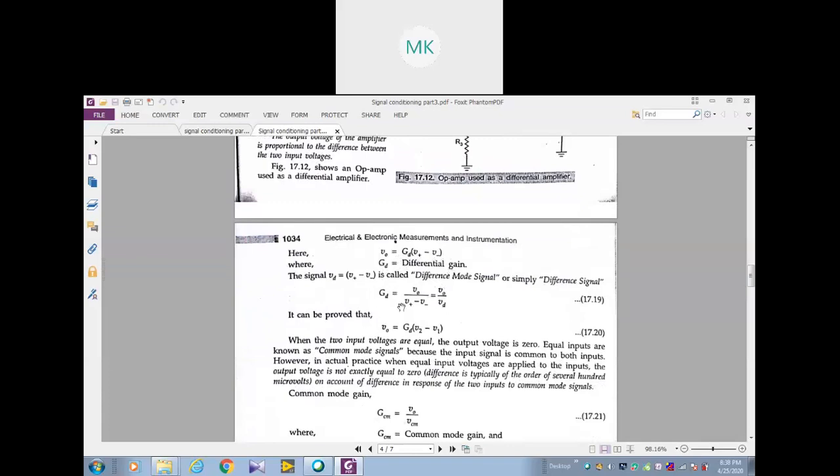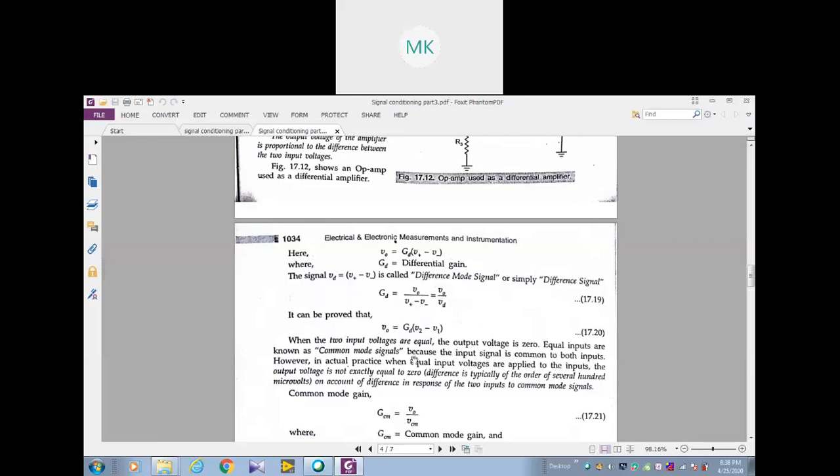Now the same thing is written here: output equals differential gain times (V2 minus V1). When the two input voltages are equal, the output voltage is 0. When both inputs are the same, the output voltage is 0. Equal inputs are known as common mode signals because the input signal is common to both inputs.